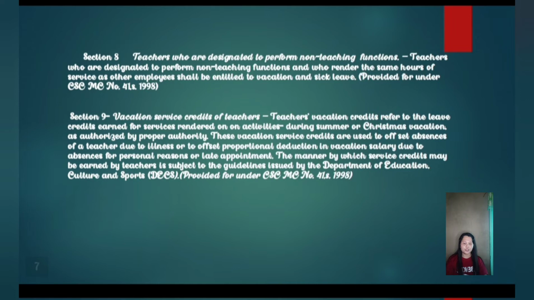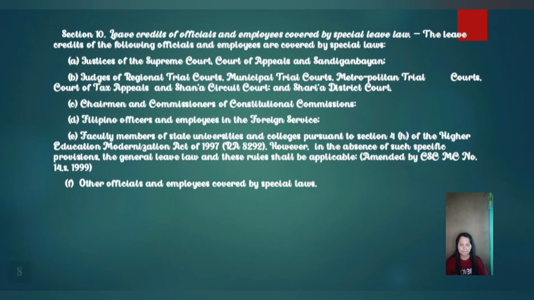The manner by which service credits may be earned by teachers is subject to the guidelines issued by the Department of Education, Culture, and Sports, or the DECS, provided for under CSCMC number 41, series of 1998. Section 10.